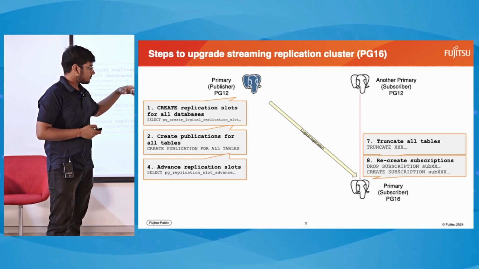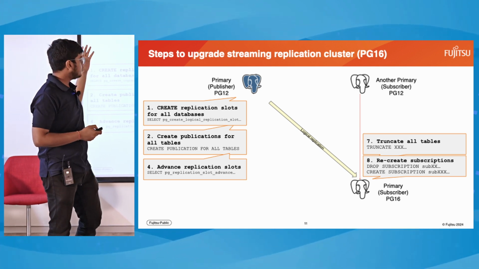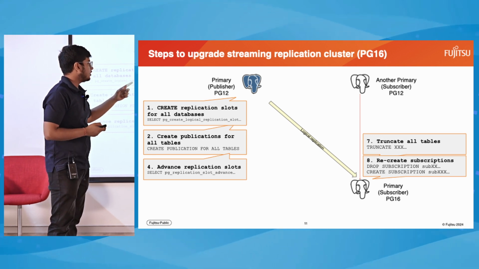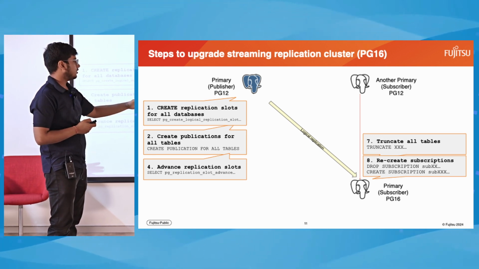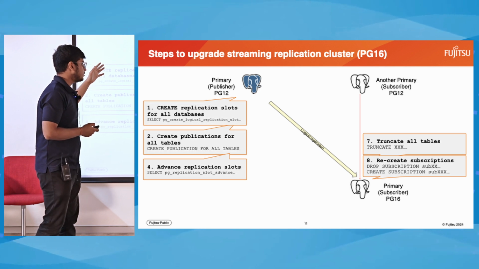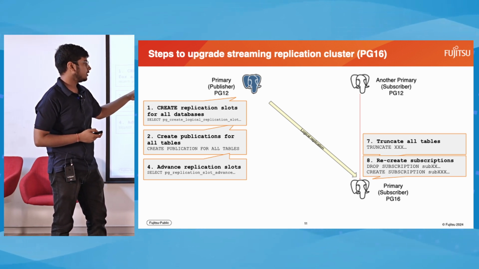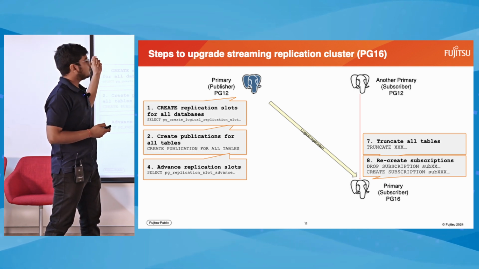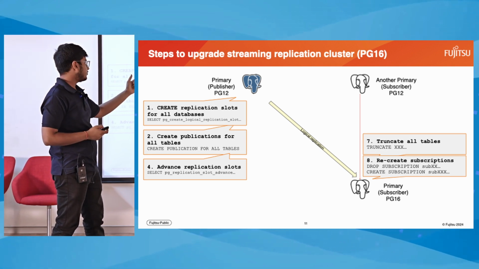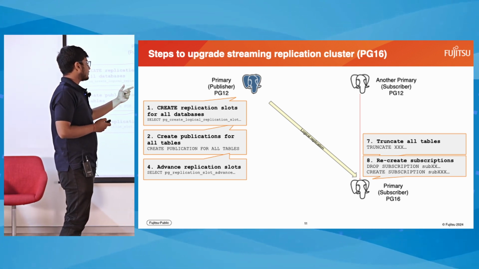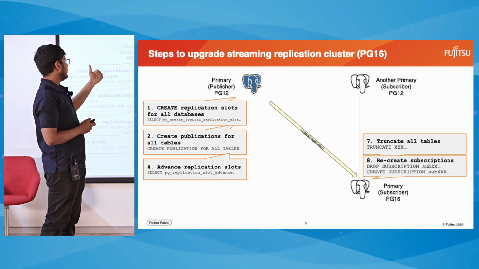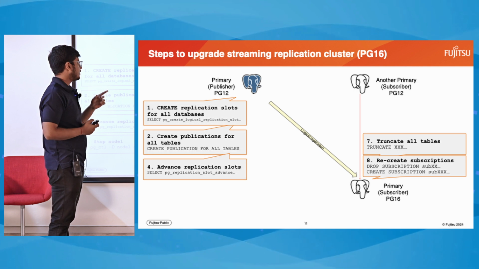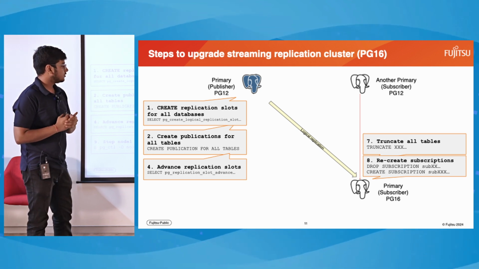That's why after the upgrade we need to create a fresh replication setup. For that we need to truncate all the tables on node 2, drop the subscription and create a fresh subscription. After creating a fresh subscription, the whole initial sync of the data will happen again, and the data will be replicated to PG16.